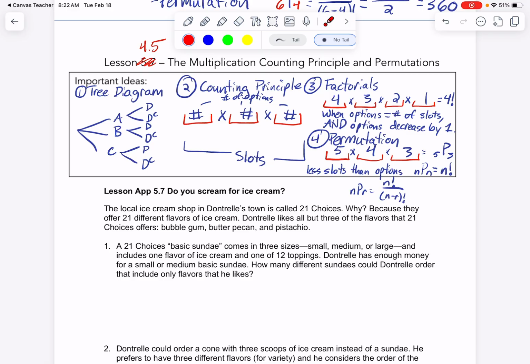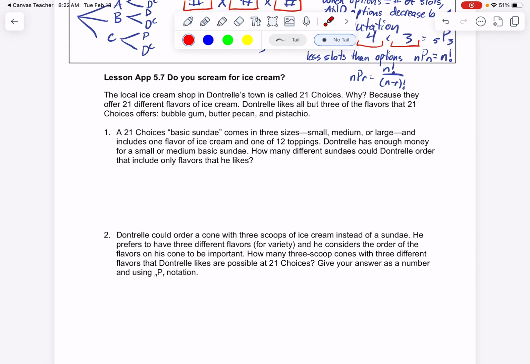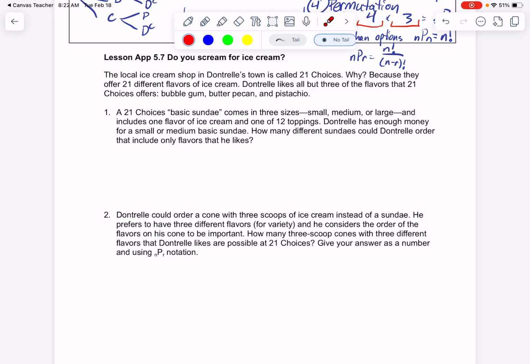All right. Do you scream for ice cream? The local ice cream shop in Dontrell's town is called 21 Choices. Why? Well, that's because they offer 21 different flavors of ice cream. Dontrell likes all but 3 of these flavors. He doesn't like bubblegum, the butter pecan, and the pistachio. A 21 Choices basic sundae comes in 3 sizes: small, medium, or large. It includes 1 flavor of ice cream and 1 of 12 toppings. Dontrell has enough money for a small or medium basic sundae. How many different sundaes could Dontrell order that include only flavors that he likes?